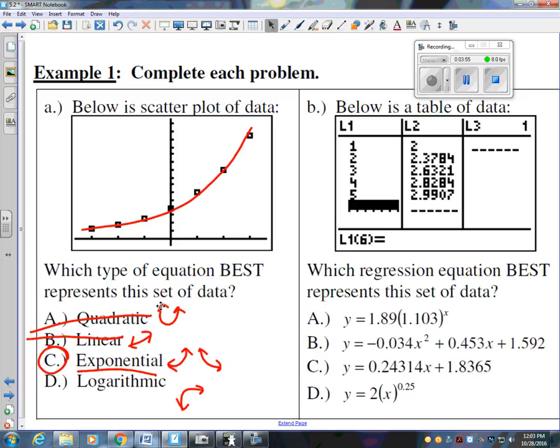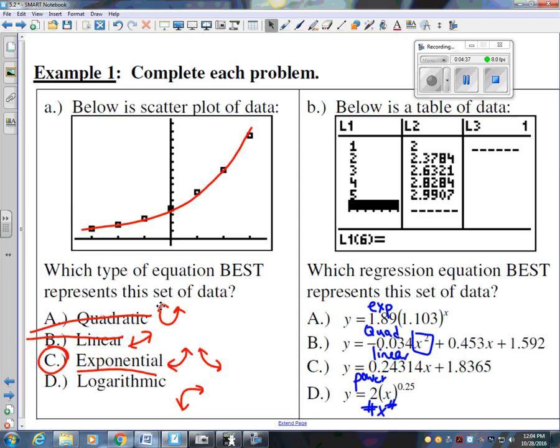All right, B, they haven't given you a scatter plot. They've actually given you a table of data, and they want which regression equation best represents this set of data. So we're going to have to use the calculator for this one. Before we go to the calculator, let's identify what each answer choice is. So A has x in the exponent, so that makes it exponential. B has x to the second, so that's quadratic. C is mx plus b, which is linear. And D has a number, x, and then a number, which is a power function.